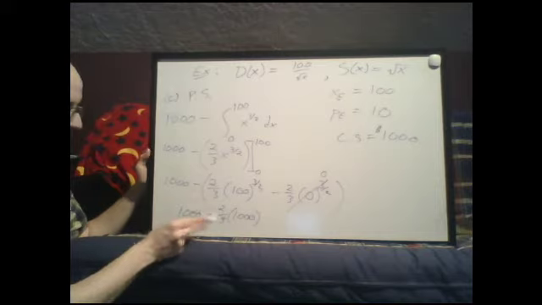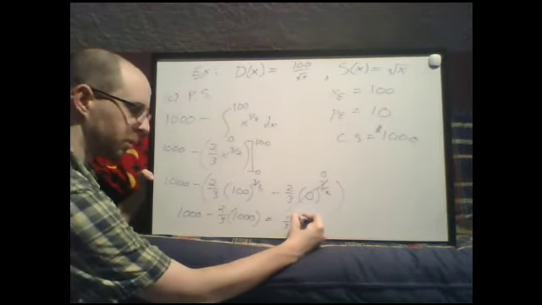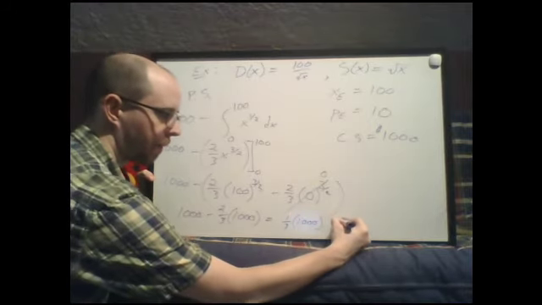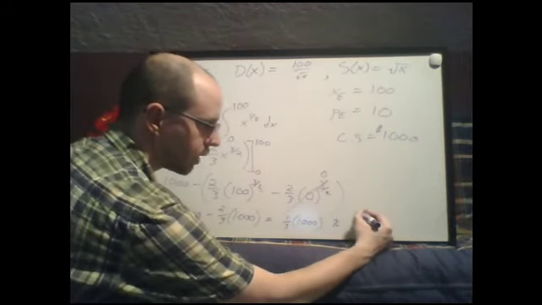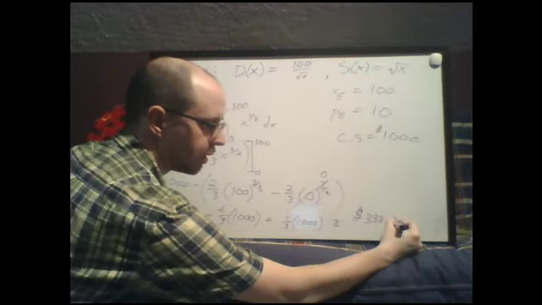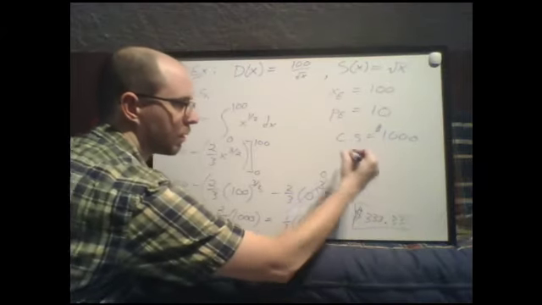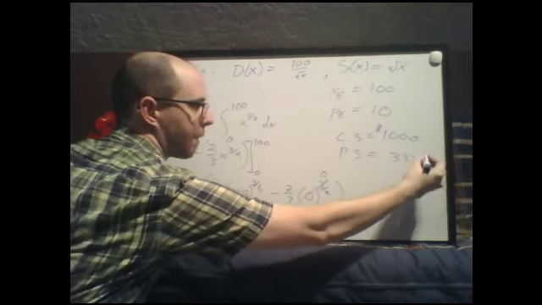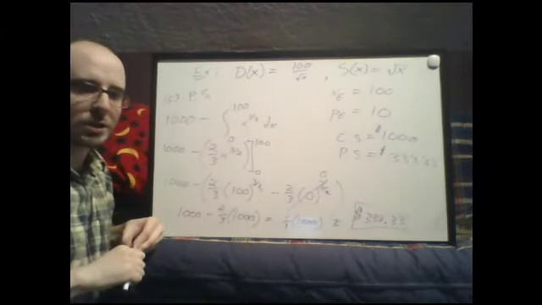So I have 1,000 minus 2/3 of 1,000. That gives me 1,000 divided by 3, or 1/3 of 1,000. And that's going to be what, $333.33? Oops, 333.33. So that's our producer surplus.